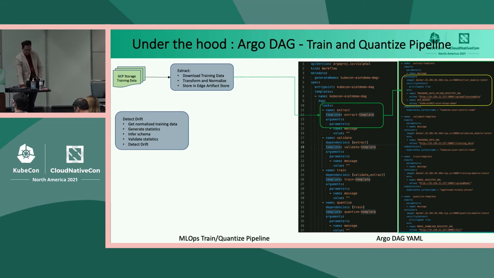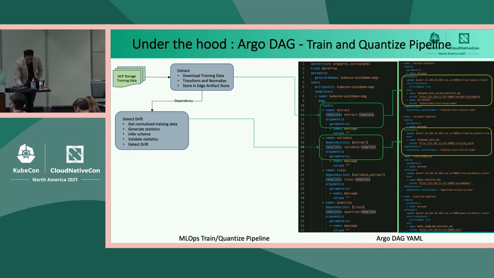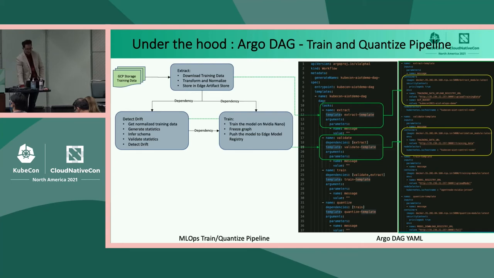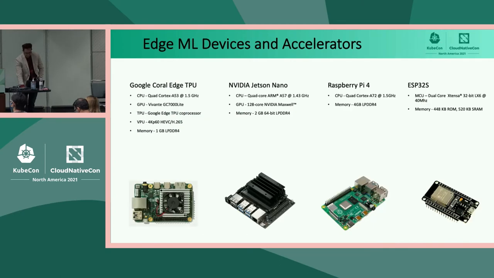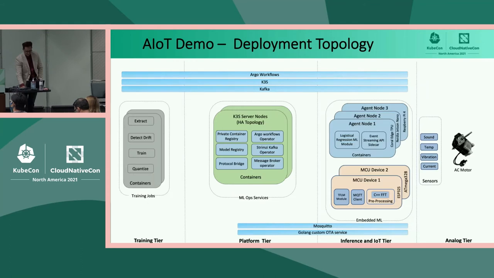The next step is drift detection. It has a dependency, and that's how you use DAGs. It has a dependency on the extract step. That's what you see here expressed in the dependencies section on the DAG. And following that is a training step. Training has two dependencies. It requires the extract step to complete and the drift detection to be completed. And finally is the quantize step that takes the frozen file and then transforms it into a TF-Lite module. Here are the four devices that I have used.